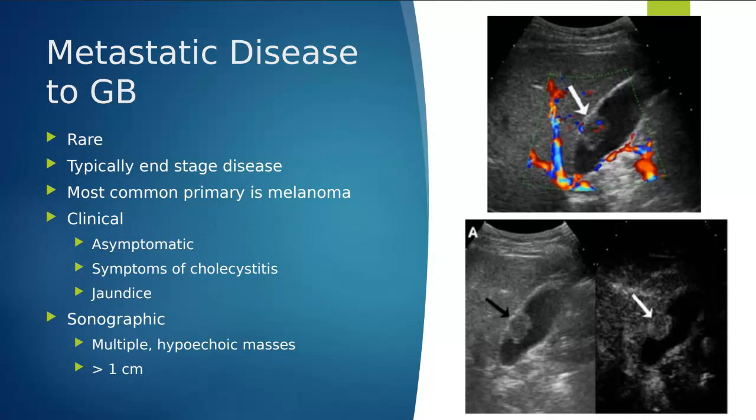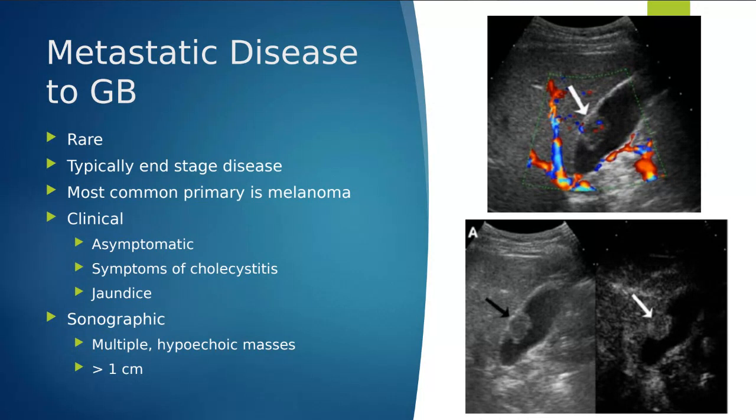It's typically when patients have really severe end-stage cancer elsewhere in the body. They could not be doing any treatment. They could just be letting their life take its natural course. And unfortunately, those cancer cells have somehow finally made their way to the gallbladder. The most common primary that is going to spread to the gallbladder is going to be melanoma. Clinically, the patient will be asymptomatic or have symptoms of whatever type of malignancy they currently have.